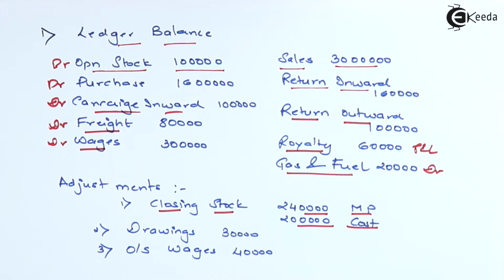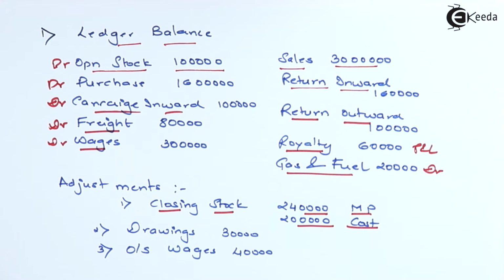So the closing stock will always be valued here in this question on cost value, because cost is lower than the market price. Hence, as per the rule of closing stock, which is supposed to be valued at the lower of cost or market price, we'll be taking 2 lakhs as the value.